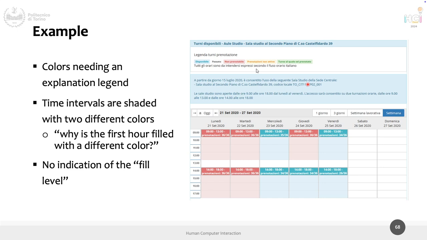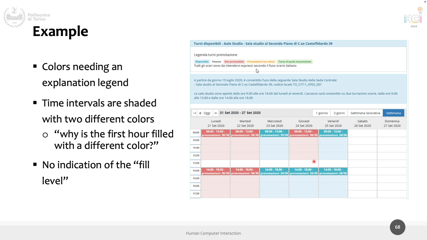Okay, let's do an example here. So in this case, we have colors on this side of the page. You know what this is? I don't remember every year if you know what this is, if you ever used it or not. It's the booking on the portale. Or it was the booking on the portale.